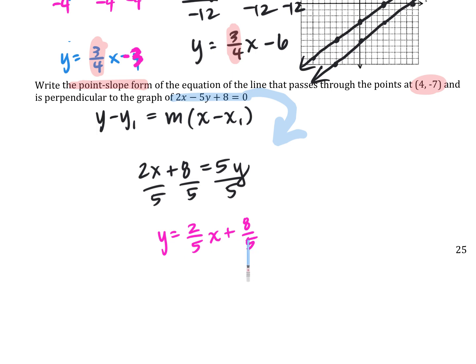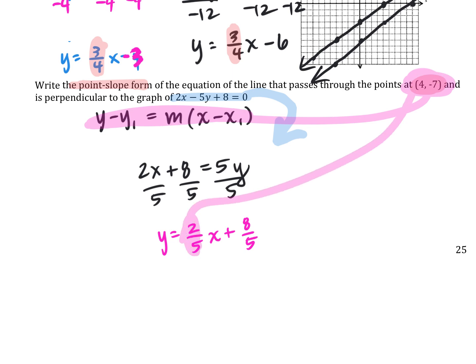Now, do I care about the 8/5 over here? If I'm just looking to write an equation that goes through this point and has this slope, 8/5 really doesn't matter. Sound good? Let's go practice this point slope form with that point and this slope. Let's do it. Y plus 7 equals my slope of 2/5.